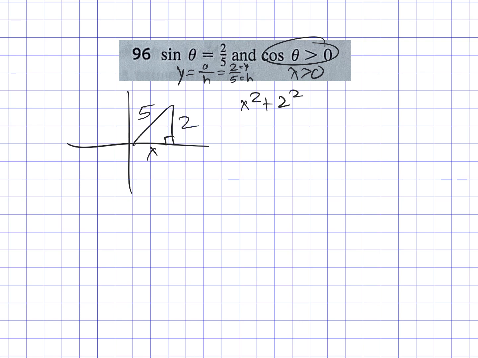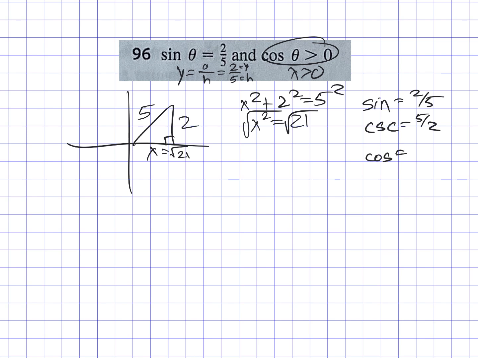X squared plus 2 squared equals 5 squared. X squared equals 25 minus 4, which is 21. That's the square root. Okay, so now the sine is 2/5, so the cosecant is 5/2. Cosine is the adjacent leg, square root of 21, over the hypotenuse. So the secant is 5 over the square root of 21. The tangent is the opposite leg over the adjacent leg, and the cotangent is the reciprocal of that.